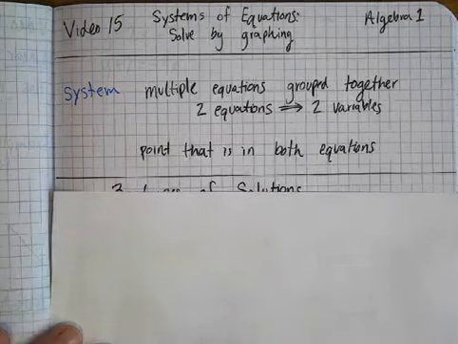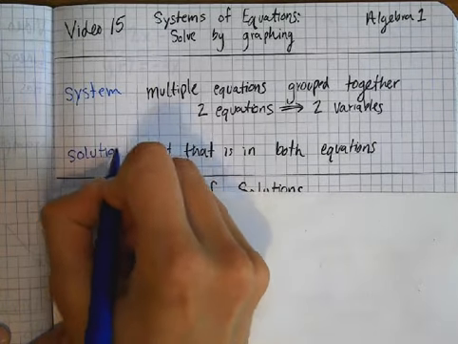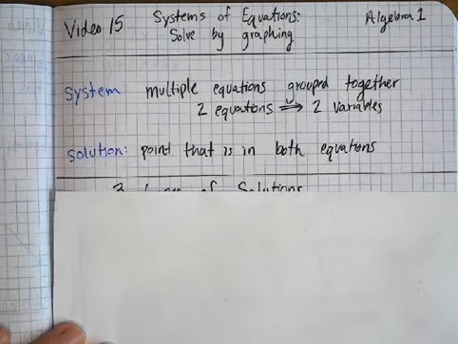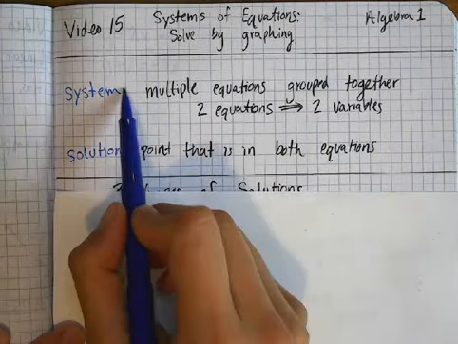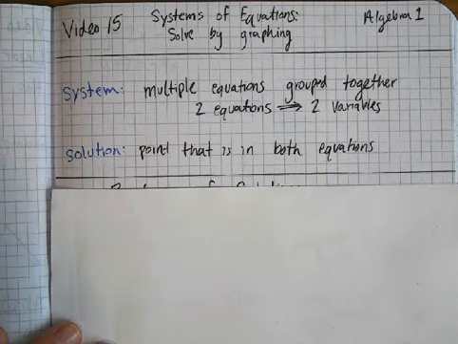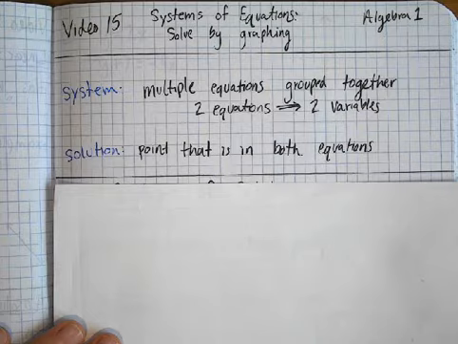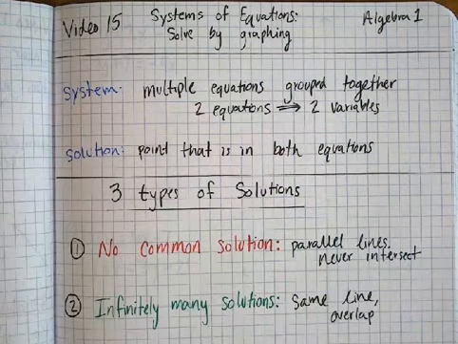The next part is, a solution is a point that is in both equations. So that mostly means where those two equations, where their graphs intersect, is what we're going to be looking at a lot today with our graphing. Now there's three types of solutions that we could have.